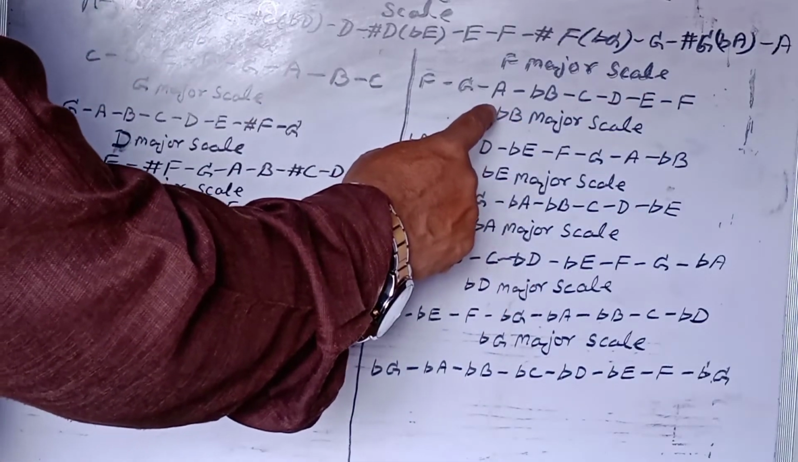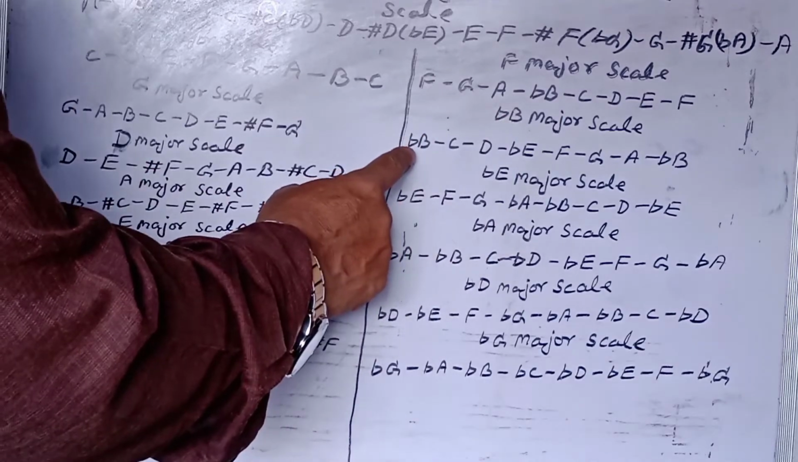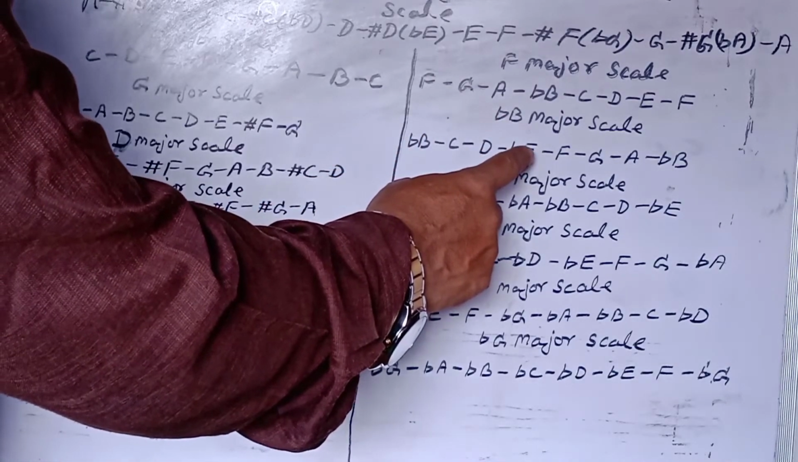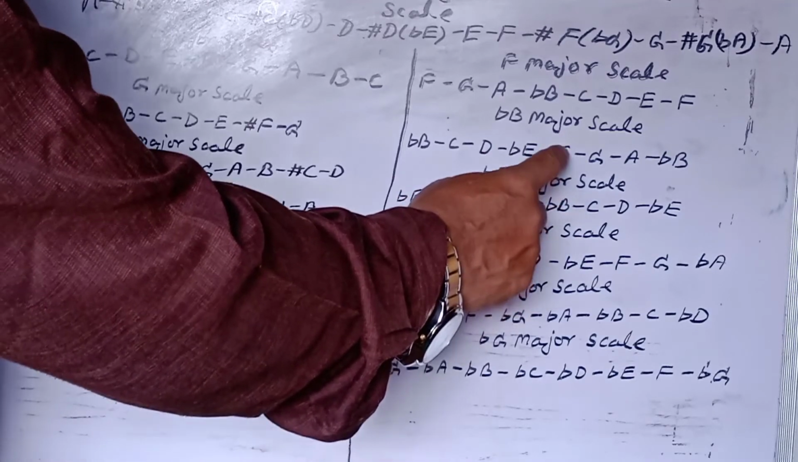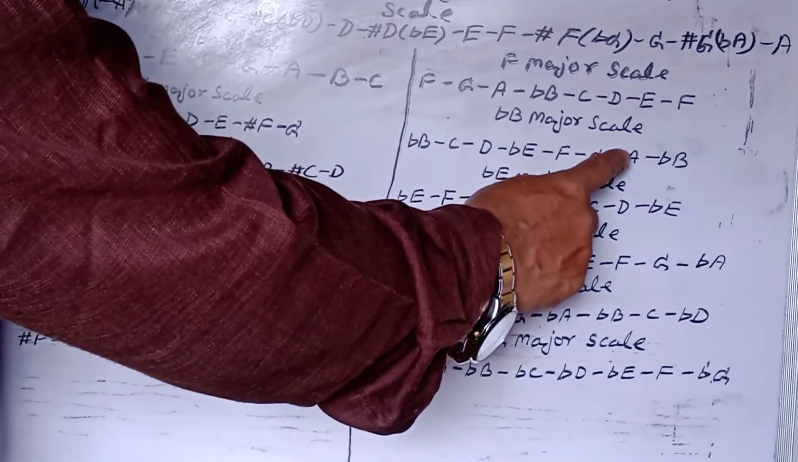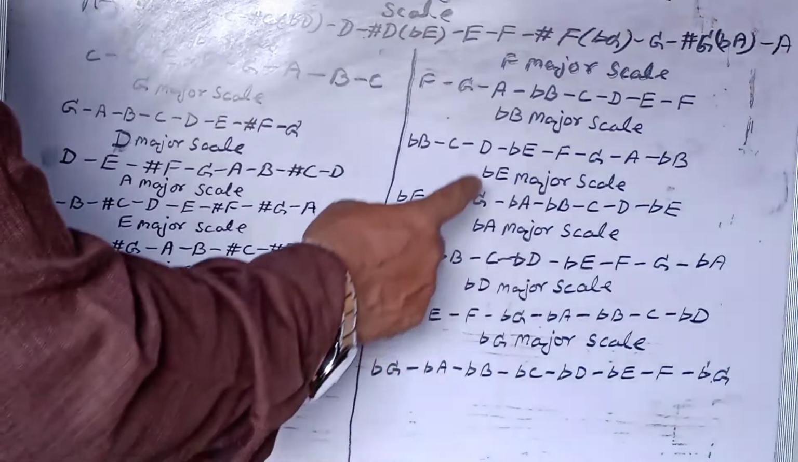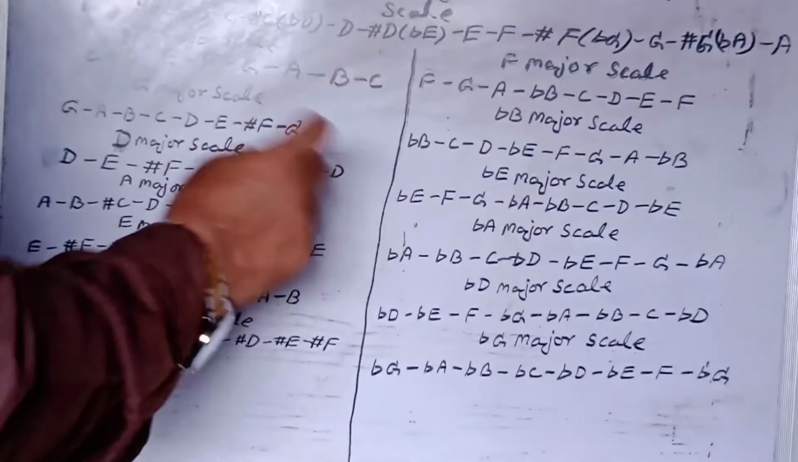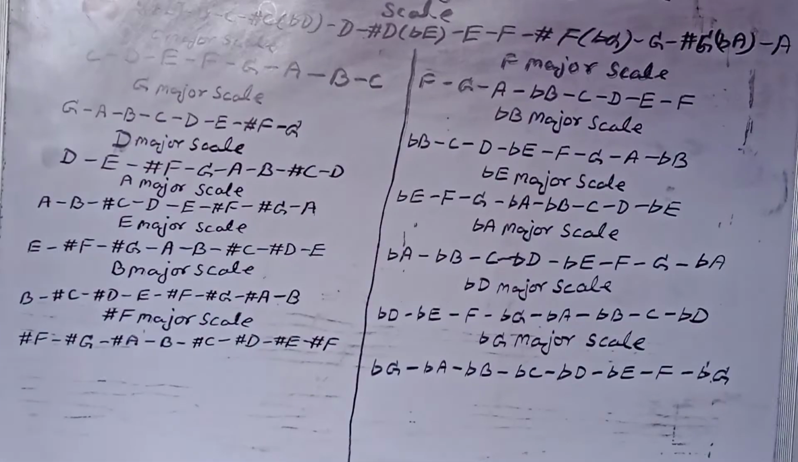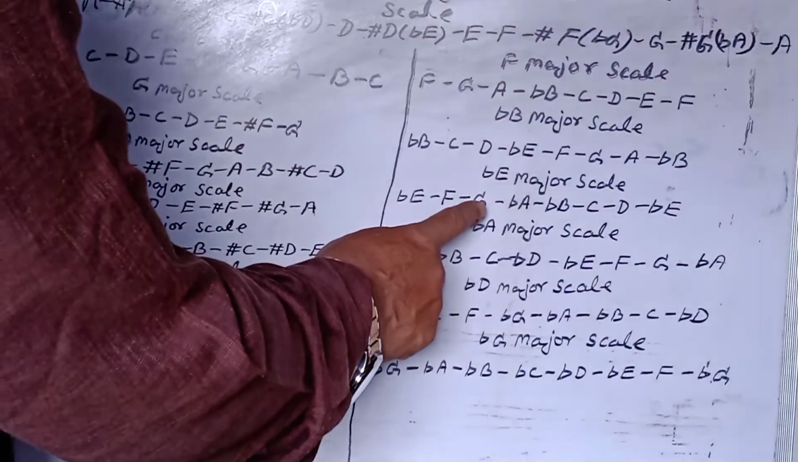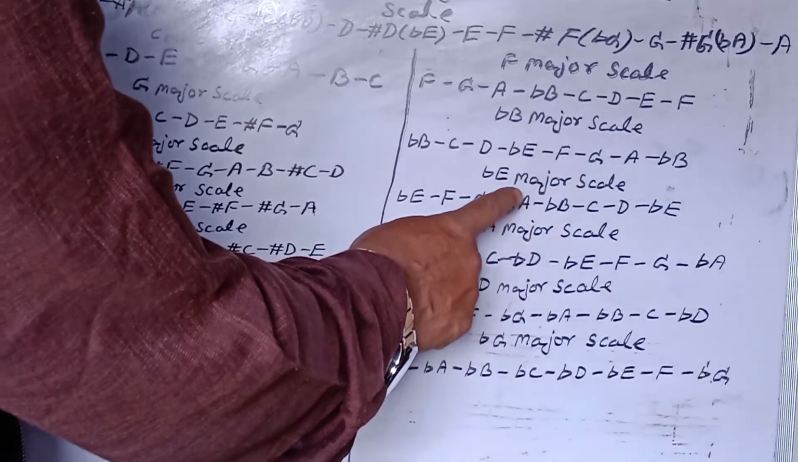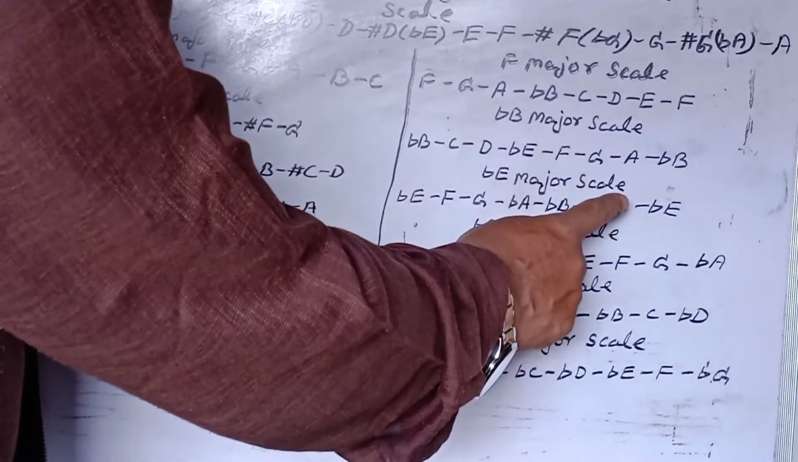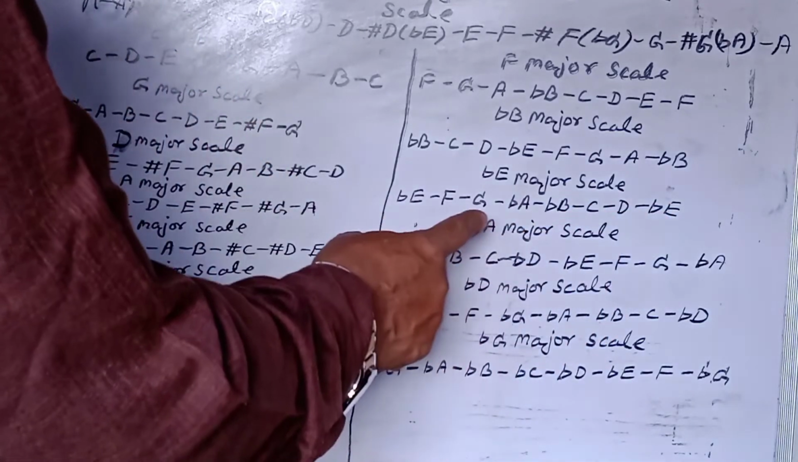Now the next is the B flat scale: B flat, tone C, tone D, semitone E flat, then tone F, tone G, again tone A, semitone B flat. Now in the case of the E flat major scale, the root note is E flat, then tone F, tone G, semitone A flat, tone B flat, again tone C, again tone D, then a semitone to E flat.